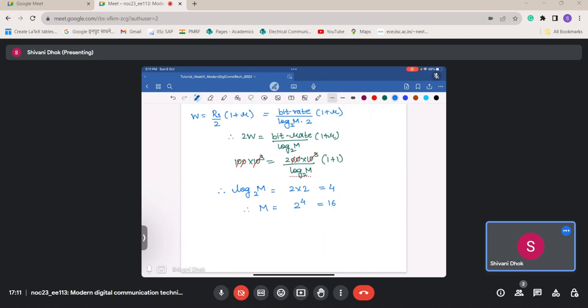So the value of m, so basically you can use 16 PSK constellation to achieve the given specifications.